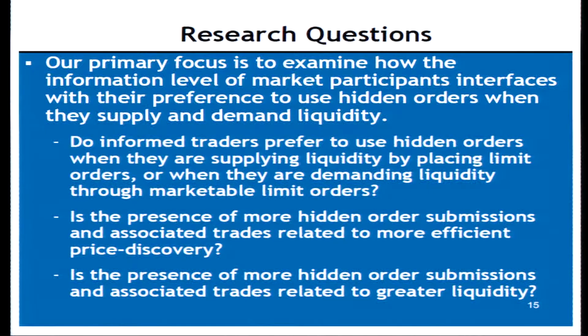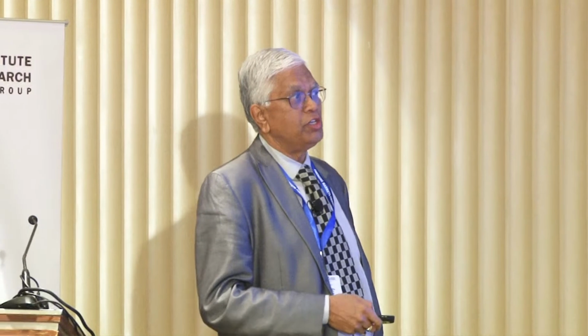Okay. So our primary focus is to examine how the information level of market participants interfaces with their preference to use hidden orders when they supply and demand liquidity. So do informed traders prefer to use hidden orders when they're supplying liquidity by placing limit orders or when they're demanding liquidity through marketable limit orders? And is the presence of more hidden order submissions and associated trades related to more efficient price discovery and greater liquidity? In case I don't get through the presentation, the answers to all these three questions are yes, yes, and yes.